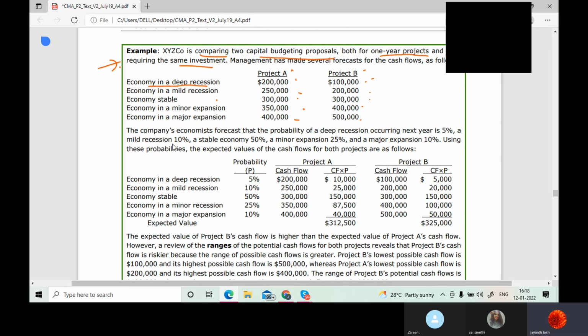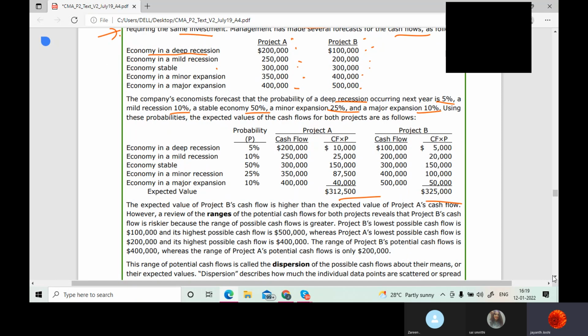Now, the company's economists forecast that the probability of a deep recession occurring next year is 5%. So you will be taking the expected cash flows, correct? So these are what they have given. Management has several forecasts for cash flows. So these are the cash flows they are expecting during all these situations and scenarios. And then they have given all the probabilities, multiply and find out the expected cash flows. Please go for this and we will discuss. Do a calculation of this.